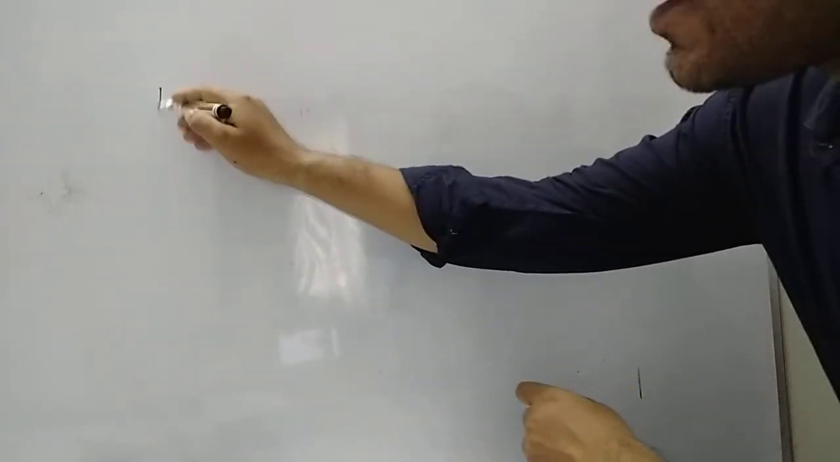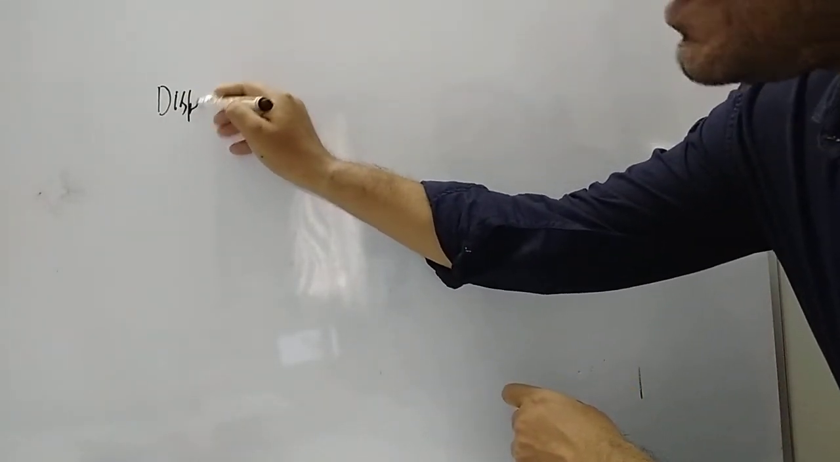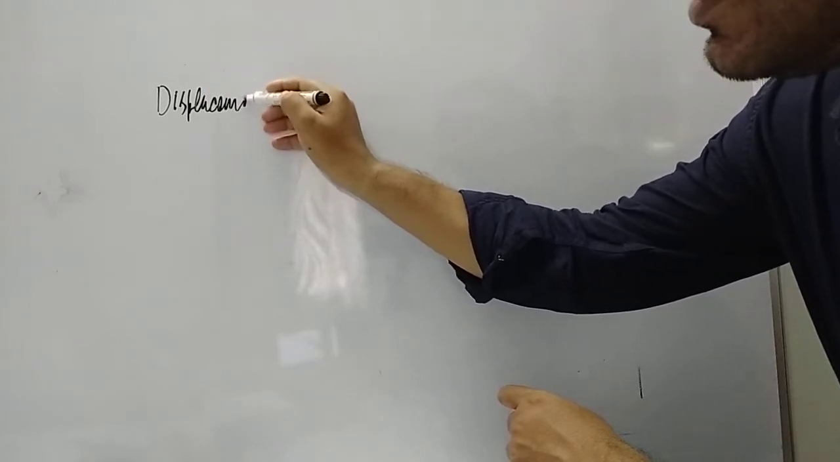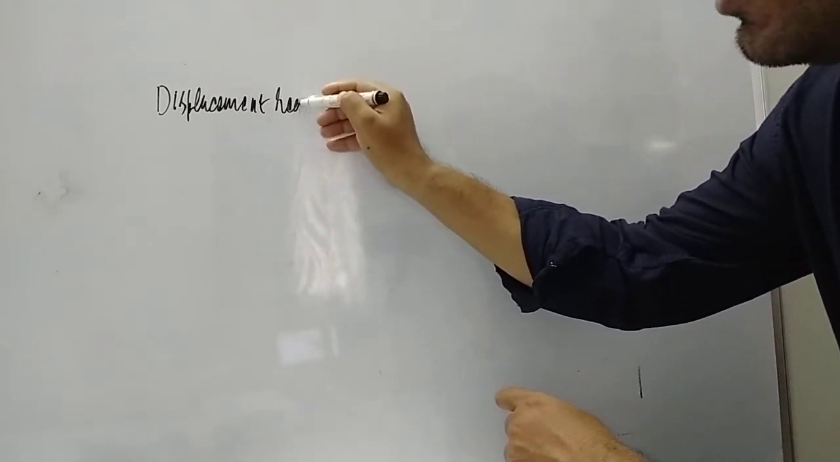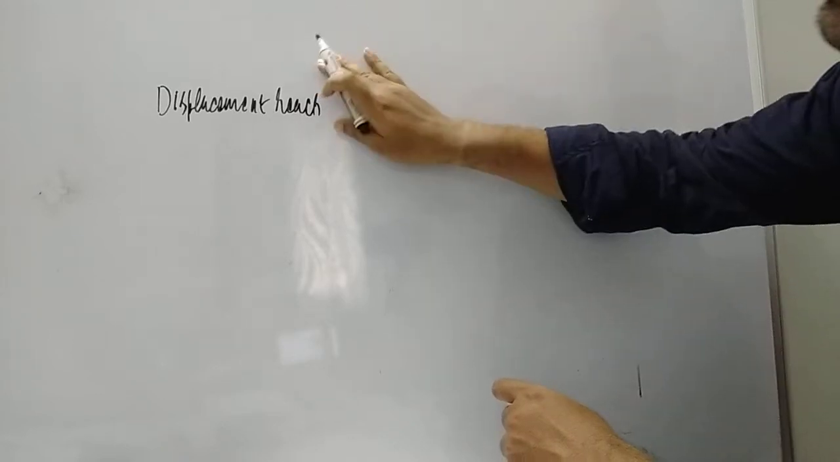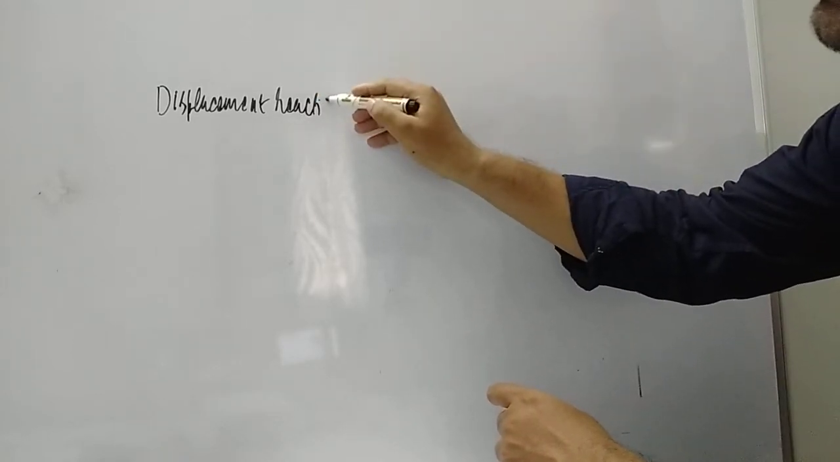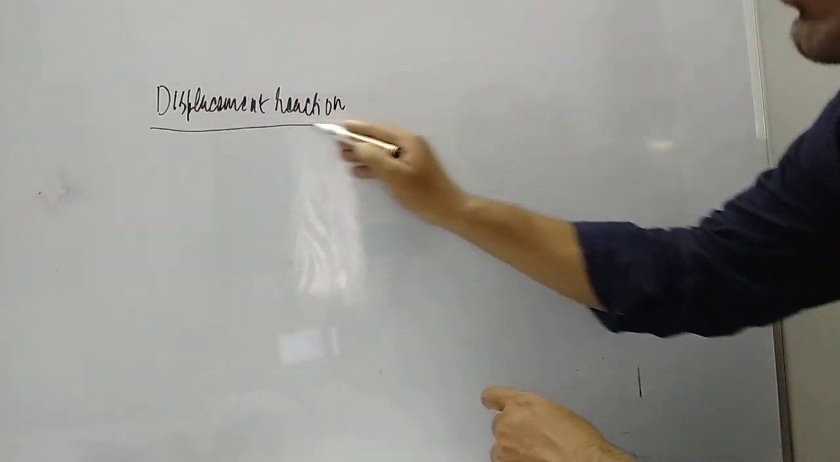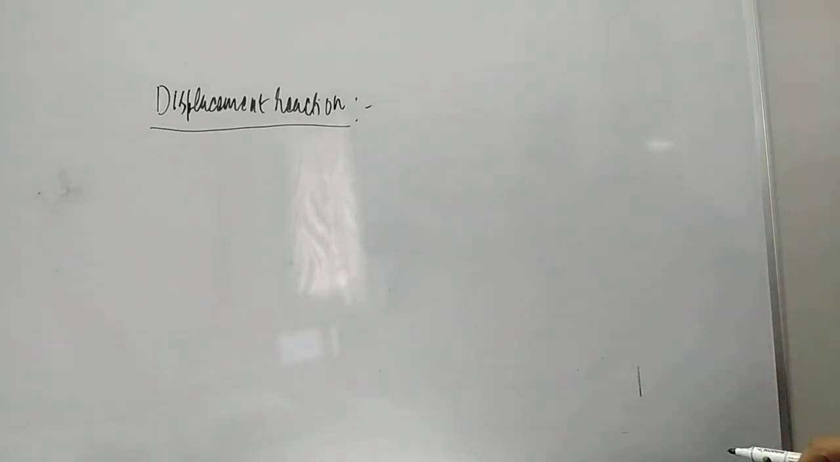The next type of reaction is displacement reaction. So here I am writing displacement reaction. Displacement reaction is also a redox reaction. Why is a displacement reaction a redox reaction?